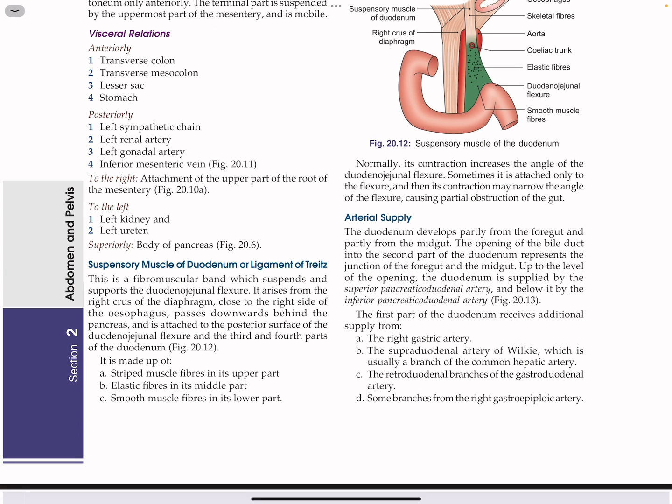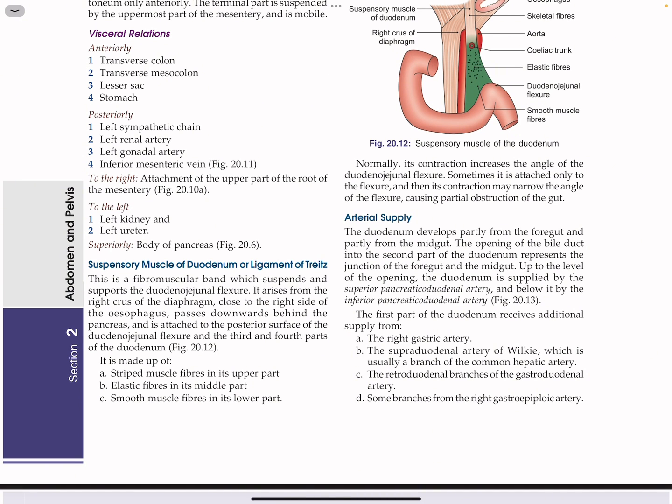It arises from the right crus of the diaphragm close to the right side of the esophagus, passes downward behind the pancreas, and is attached to the posterior surface of the duodenojejunal flexure and the third and fourth parts of the duodenum. It is made up of A. Striped muscle fibers in its upper part, B. Elastic fibers in its middle part, C. Smooth muscle fibers in its lower part.